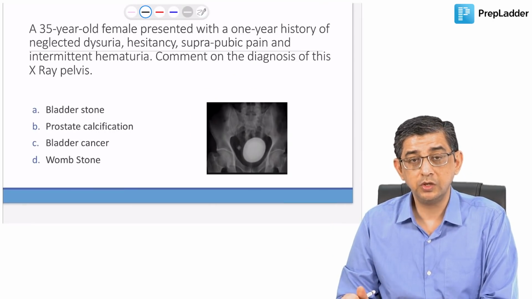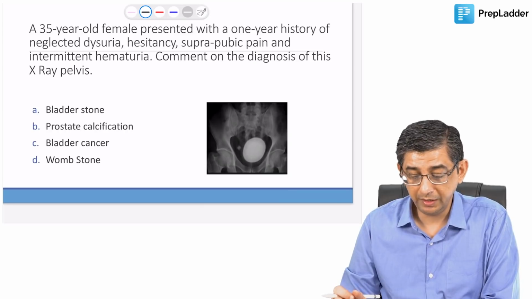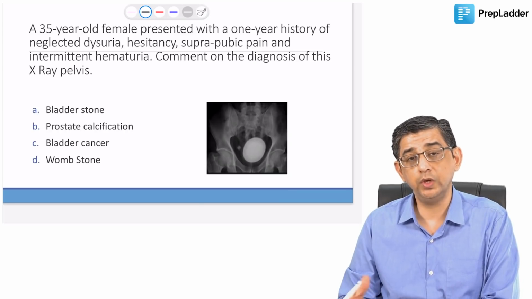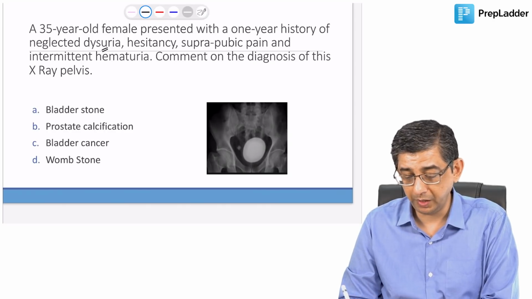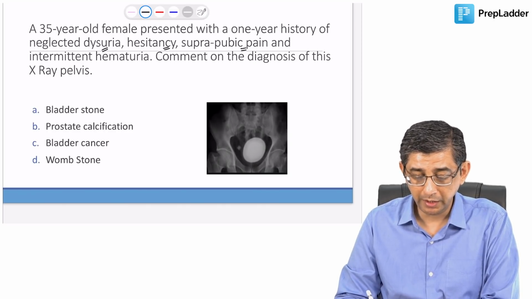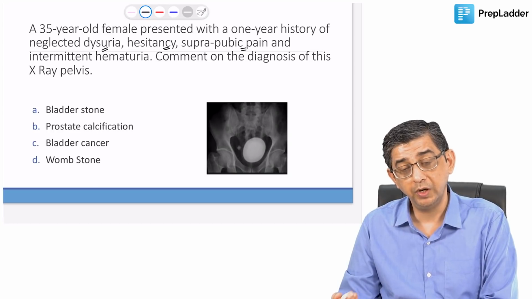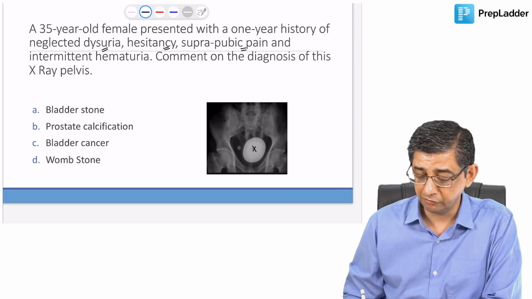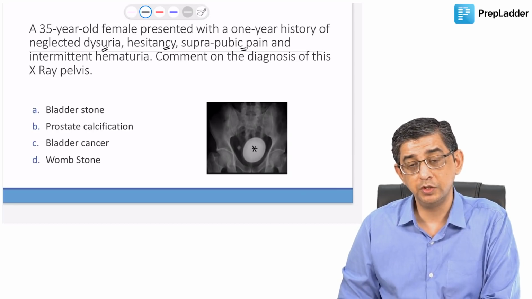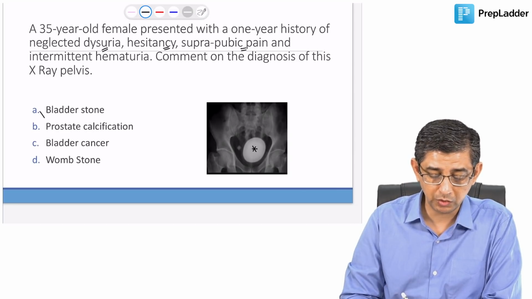Coming to the next question, it is talking about a 35-year-old female with a 1-year history of neglected dysuria. That means she is having burning micturition or suprapubic pain, hesitancy, and intermittent hematuria also. Comment on the diagnosis from the X-ray pelvis. The image may not be the same, but you can definitely see a white shadow in the pelvis. This white shadow in the pelvis would be a bladder stone in the person.